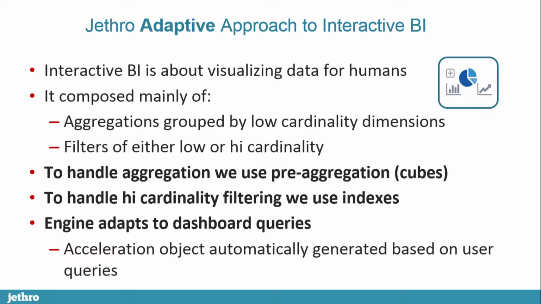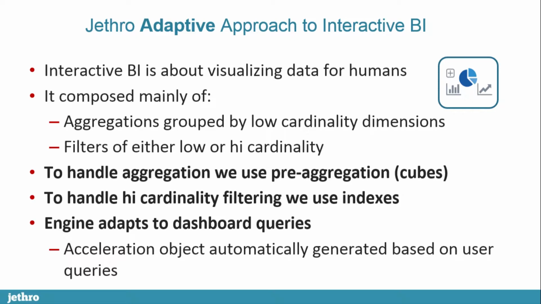So, what did we do in Jethro to handle that? Now that we understand the problem and we understand what's happening in this realm. To handle aggregation, the solution is pre-aggregation or cubes. That's the solution. I will elaborate about that later on. To handle filtering, to handle highly granular queries, we are using indexes.